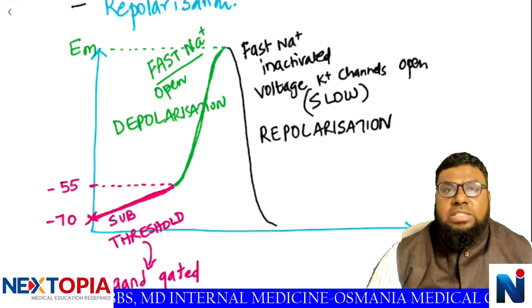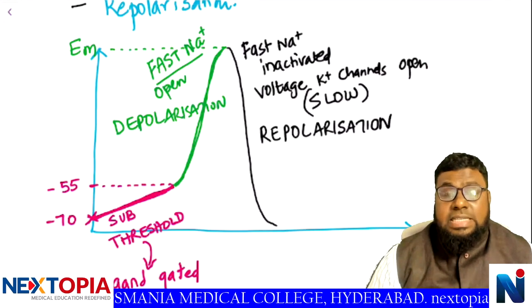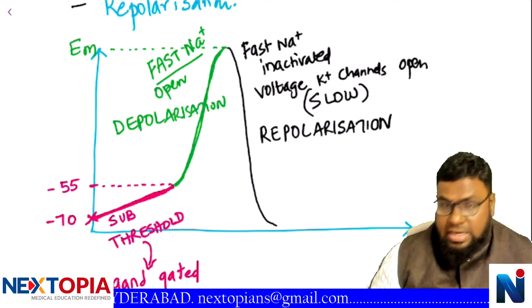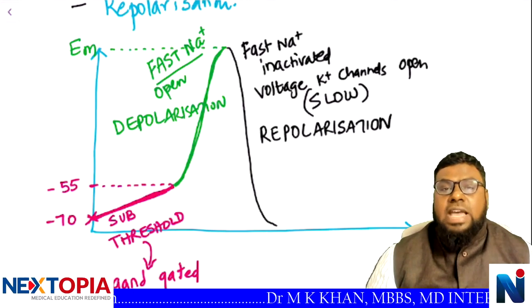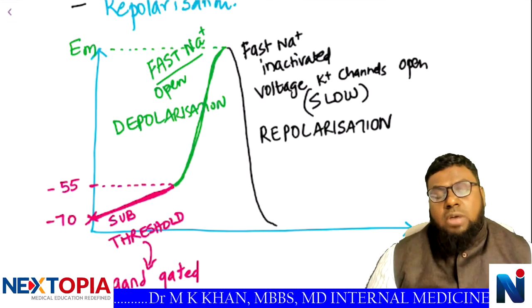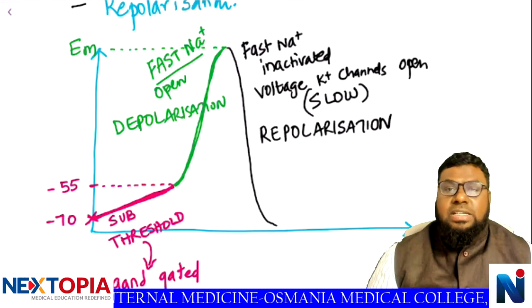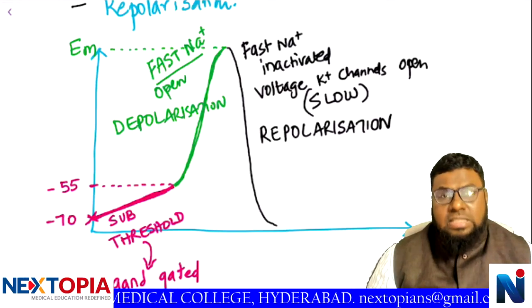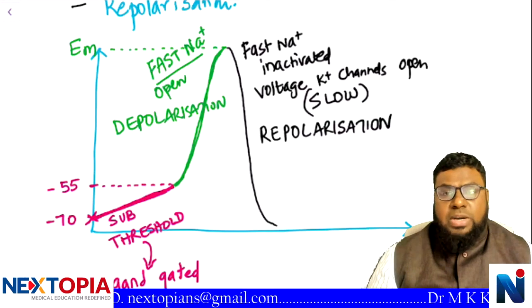Once the equilibrium potential becomes first 0, then negative, then it reaches even below the resting membrane potential. Then again the next threshold stimulus starts to cause upstroke of the action potential. Please remember, the upstroke of the action potential is mediated by fast channels. The downstroke of the action potential is mediated by the slow channels. The upstroke is mediated by the fast sodium channels. The downstroke is mediated by the voltage gated slow potassium channels.